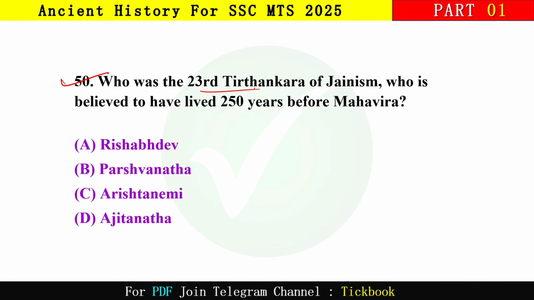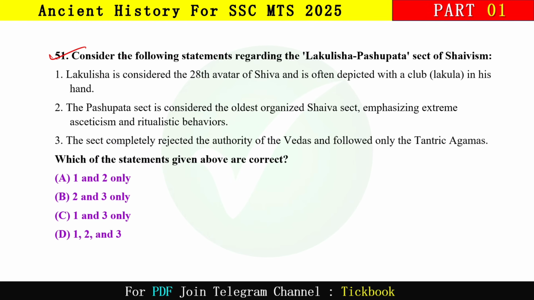50. Who was the 23rd Tirthankar of Jainism, who is believed to have lived 250 years before Mahavir? Option number B is the correct answer, Parshvanath. 51. Consider the following statements regarding the Lakulisha Pashupat sect of Shaivism. Which of the statements given above are correct? Option number A, 1 and 2 only.